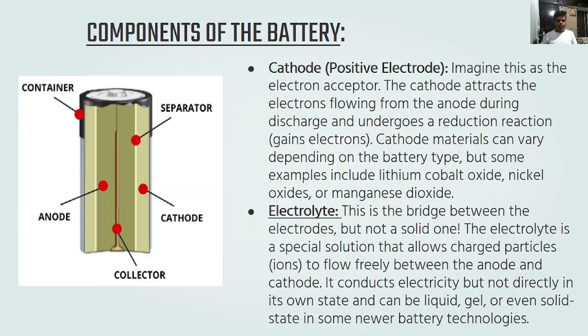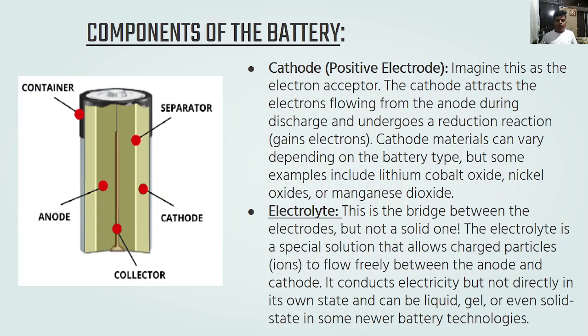Then comes the cathode, the positive electrode. Imagine this is the electron acceptor. The cathode attracts the electrons flowing from the anode during discharge and undergoes a reduction reaction, which gains electrons. Cathode materials can vary depending upon the battery type, but some examples include lithium cobalt oxide, nickel oxide, or manganese dioxide.